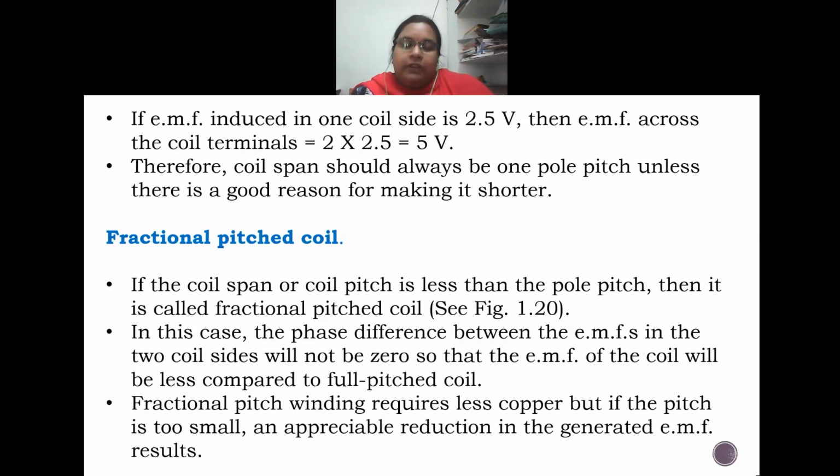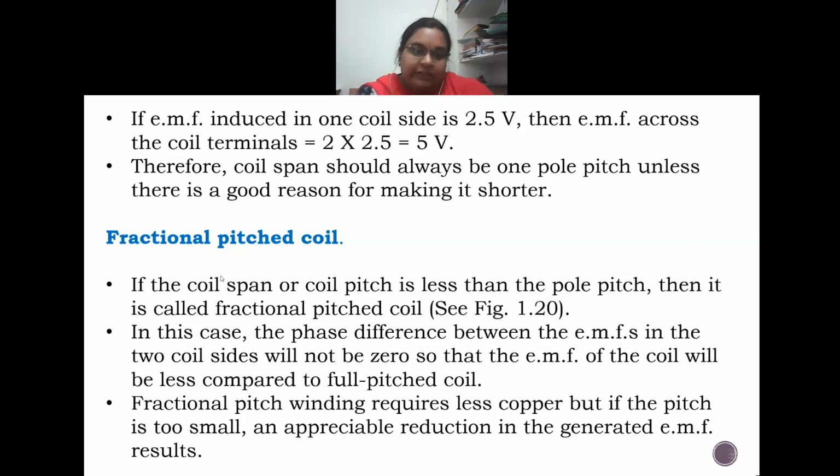So, if there is no other reason, we need to make sure that the coil span or the coil pitch should be equal to the pole pitch, so that we can get the additive type of EMFs, and the resultant EMF is a much higher amount than that generated in each of the sides. Now that is the full pitched coil.